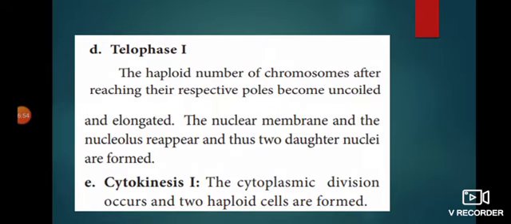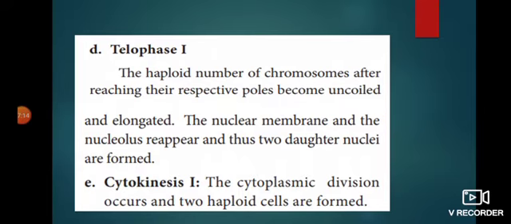Then telophase 1. The haploid number of chromosomes, after reaching their respective poles, become uncoiled and elongated. The nuclear membrane and nucleolus reappear and thus two daughter nuclei are formed.